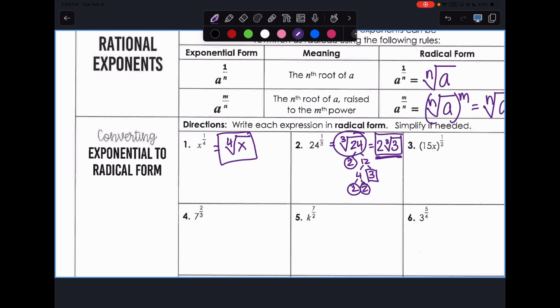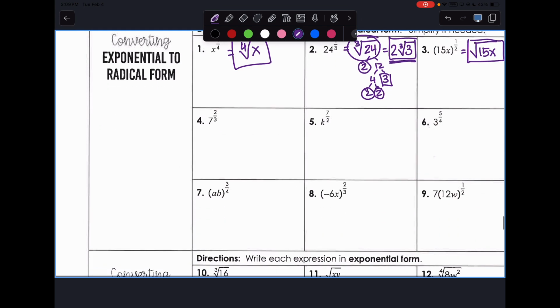Okay? All right. 15x to the half power is going to be square root of 15x. Are we okay? 3 times 5 doesn't have 2 of anything, right? 3 and 5 are my prime factors of 15. X only has 1 x. No one's going to come out. Everyone's going to be stuck. They're all inside the house. Okay? All right. Let's do this one.